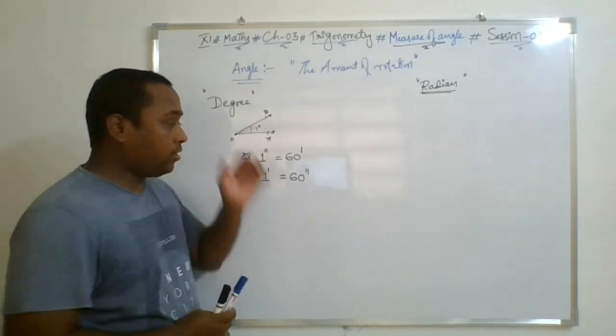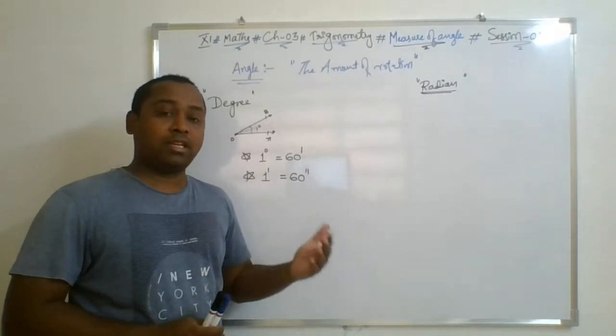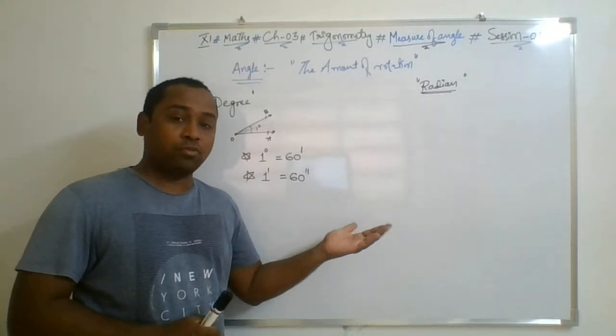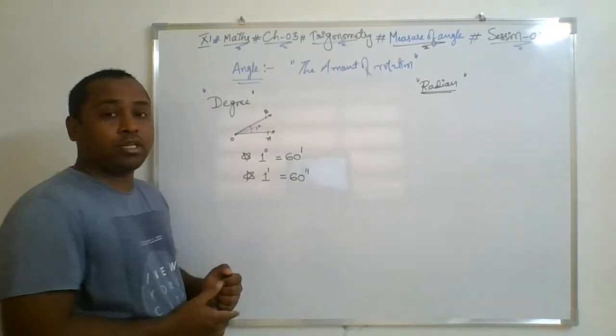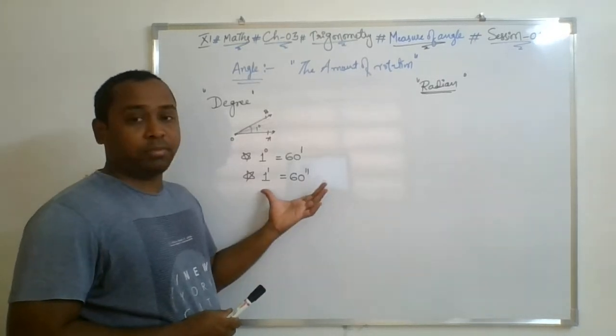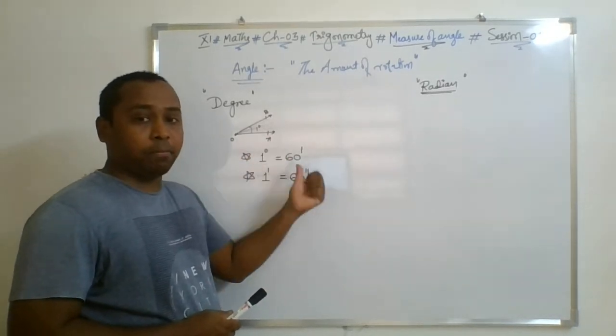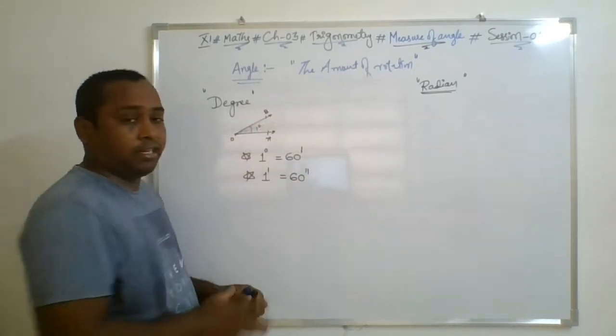That's it. It is just to measure the angle. When we want to measure the angle more accurately, in very small measures, you need to convert the degree into minutes and minutes into seconds. This is the relation between degree, minute and seconds. So this is all about the degree measure.